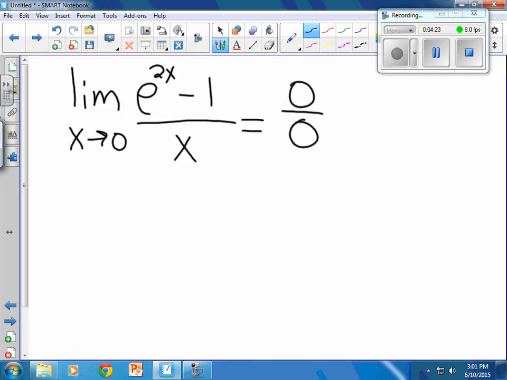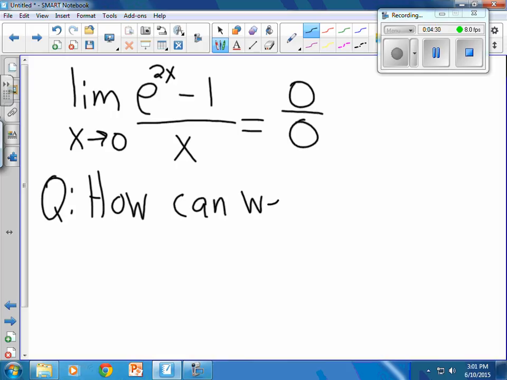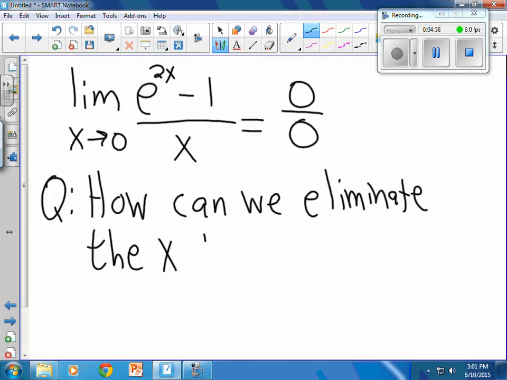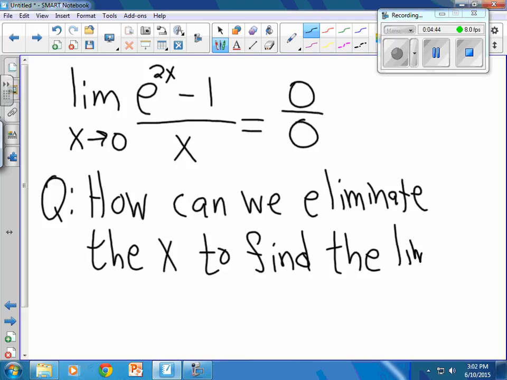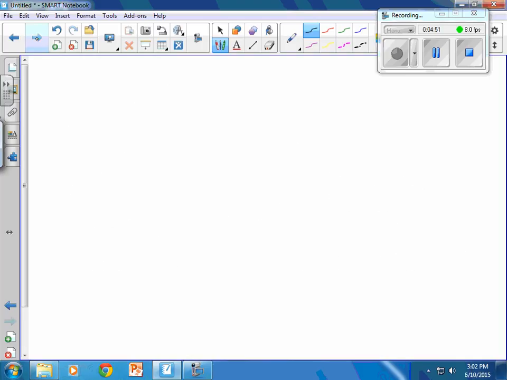So the question here is, how can we eliminate the x to find the limit, if that's even possible? As we know, some limits just don't exist. Well, this is where we bring in L'Hopital's rule.